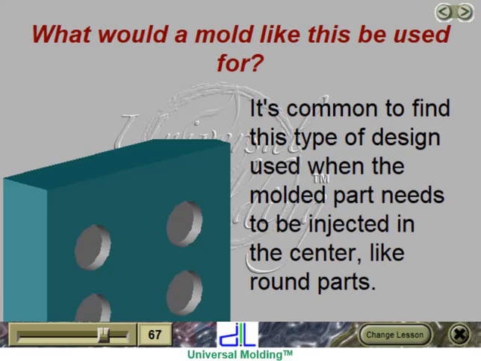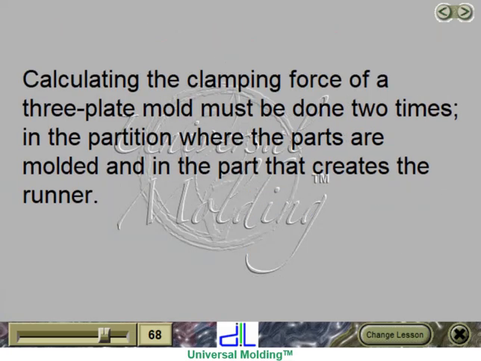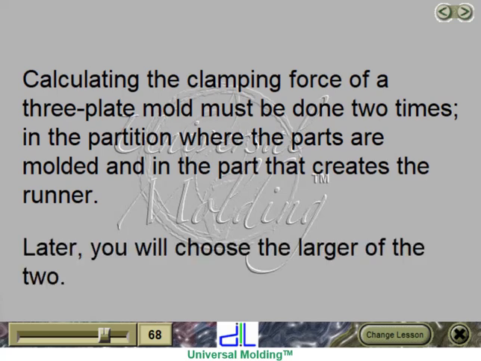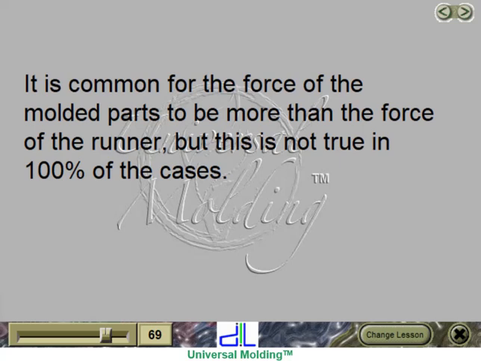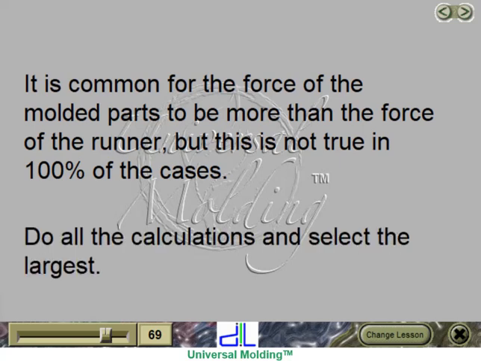like round parts. Calculating the clamping force of a 3-plate mold must be done 2 times, in the partition where the parts are molded and in the part that creates the runner. Later you will choose the larger of the two. It is common for the force of the molded parts to be more than the force of the runner, but this is not true in 100% of the cases. Do all the calculations and select the largest.